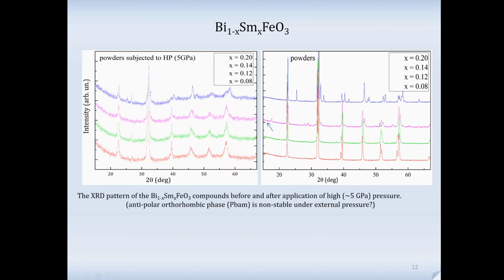Say for the compound which was rhombohedral, with 8% or even 12%, the peaks are really broad, and it's not easy to refine the crystal structure. Why do they become broad? The easiest way to explain is that the compound is characterized by huge stress. The grains are under stress, and this is a natural way to explain why the reflections are really broad.